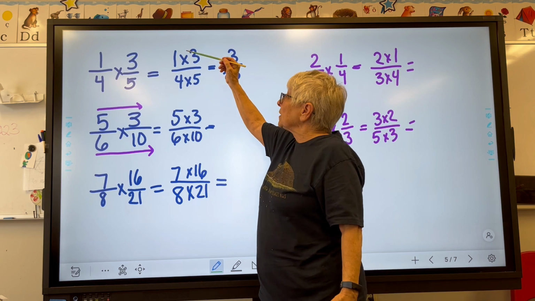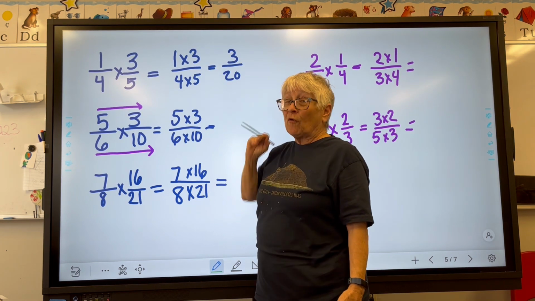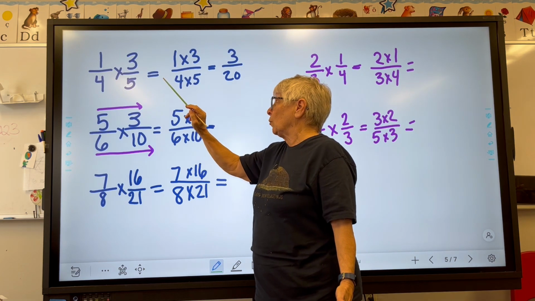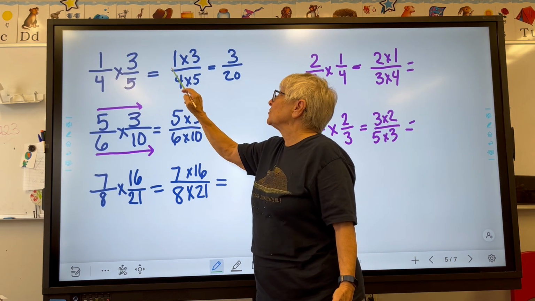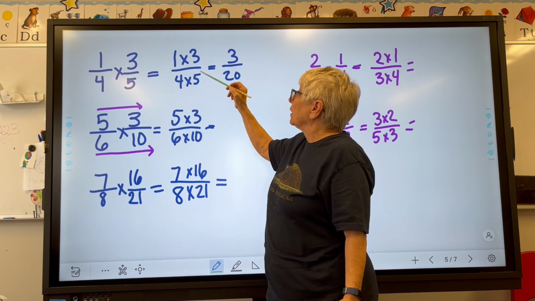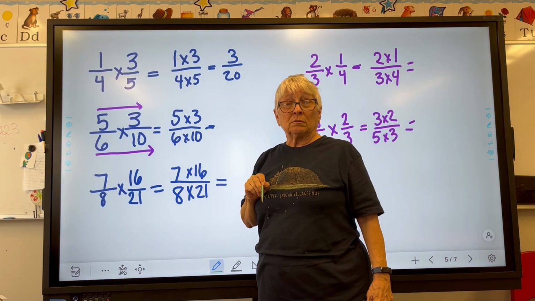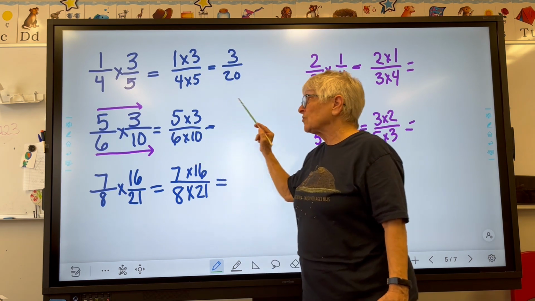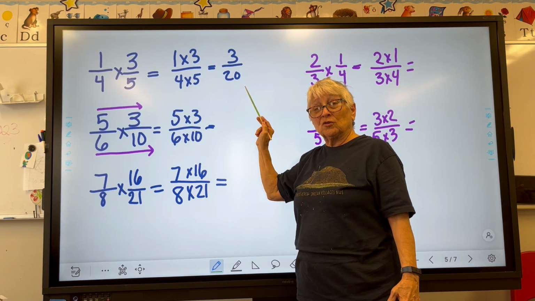And I do that by seeing if 1 goes into 4, but that won't change anything because 1 goes into 1 one time and it goes into 4 four times, so you still have 1 and 4. And 3 doesn't go into 4, and 3 doesn't go into 5, so there's nothing I can do. This fraction is already reduced to lowest terms.